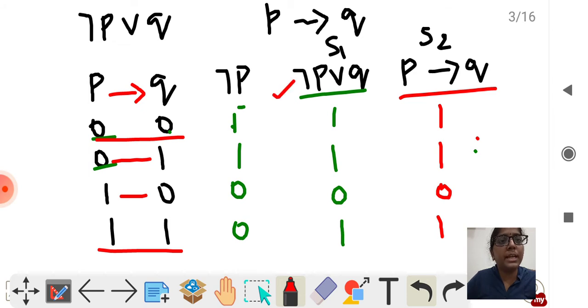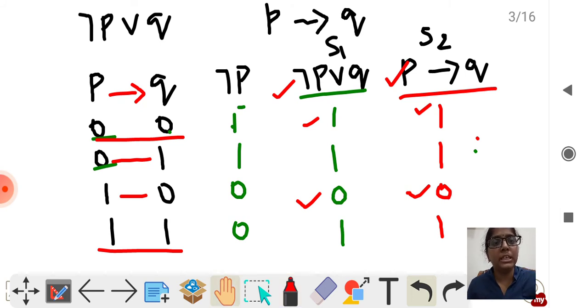So for both statements, whenever S1 is true, S2 is also true. So S1 is true if and only if S2 is true. If S2 is true, S1 is also true. If S1 is false, S2 is also false. So you will get the same truth values for S1 and S2. So these are logically equivalent statements.